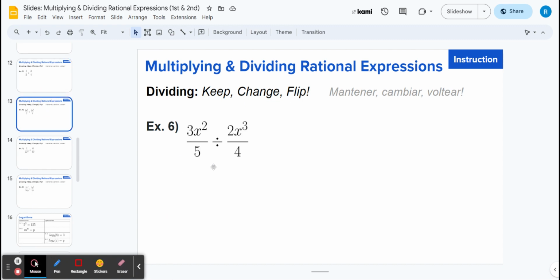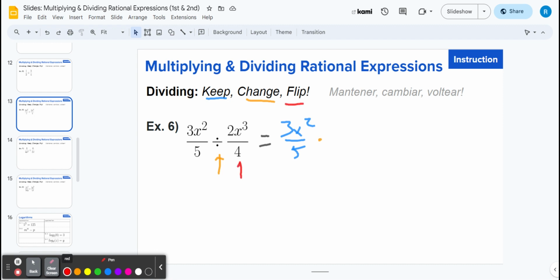So let's try this with problem 6. We have some variables involved now. We're going to go through that keep, change, flip process. So let's set up that step. Keep, we're going to keep that first expression, 3x squared over 5. Change, we're going to change that division sign to multiplication. And flip, we're going to flip this last expression here, 4 divided by 2x to the third. And if we work that out, we get 12x squared up top divided by 10x to the third on the bottom.